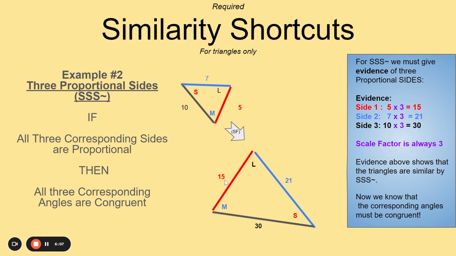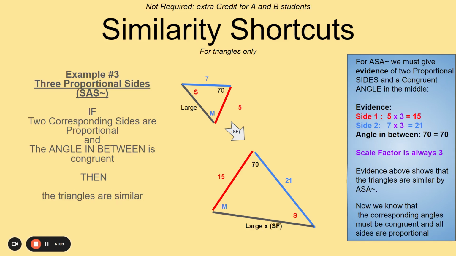Okay, cool. So the next slide is extra credit. This is for those students that are wanting to get an A or B in the class. The previous two are required for everyone. Okay, if you're just worried about getting credit, those are the two you need to know. Okay, the third one, though, is separate.